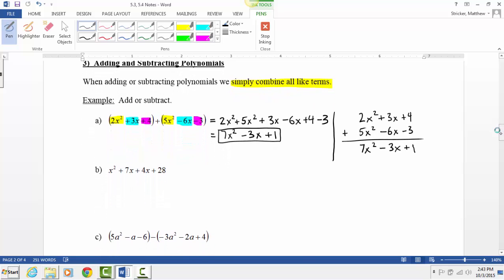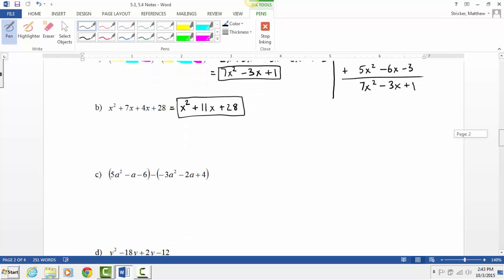Okay. We also have an example B here. Now what are the like terms in this one? We have x squared plus 7x plus 4x plus 28. There's only two like terms, and that's the 7x and the 4x. 7x plus 4x is 11x. So the x squared stays. 7x plus 4x is 11x plus 28. And there you have it.